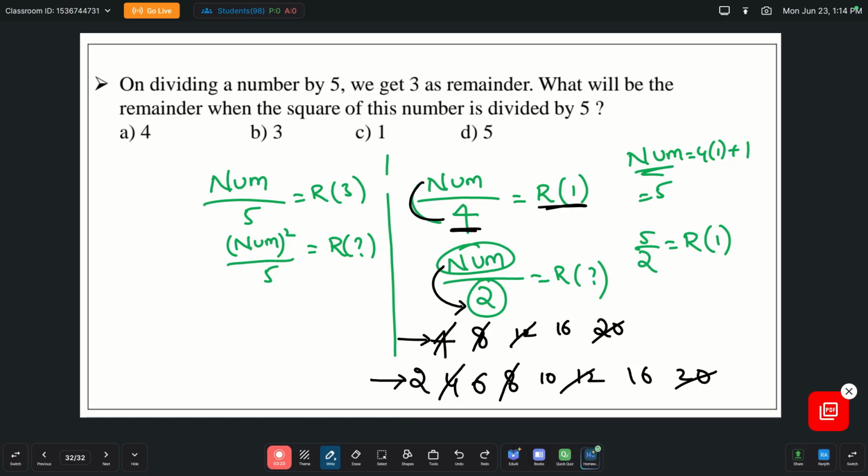So no need to divide it by 2 again. We have to go with the remainder concept. Directly we have to go with the remainder. What is the remainder we are having? 1. 1 divided by 2. If the numerator is less than the denominator, the number is not divided. Whatever the numerator we are having, that will be the remainder. 1 is the numerator, so the remainder will be equal to 1.